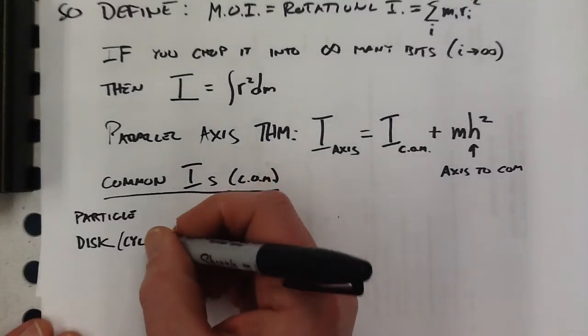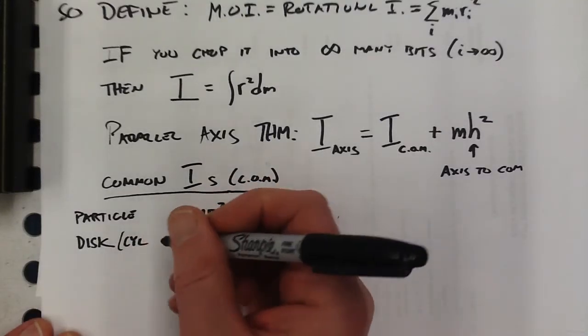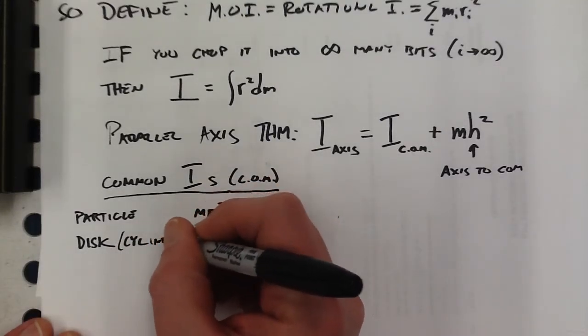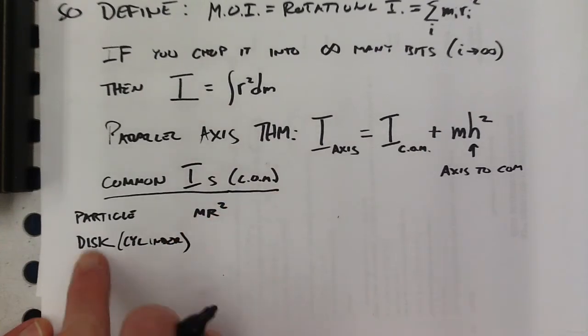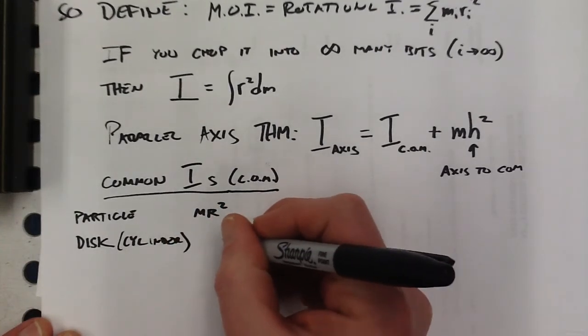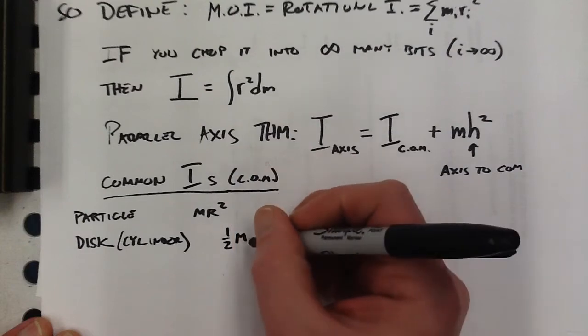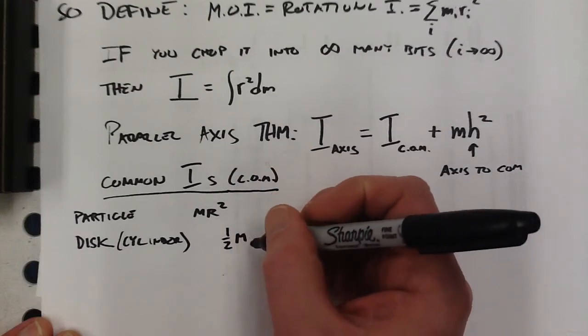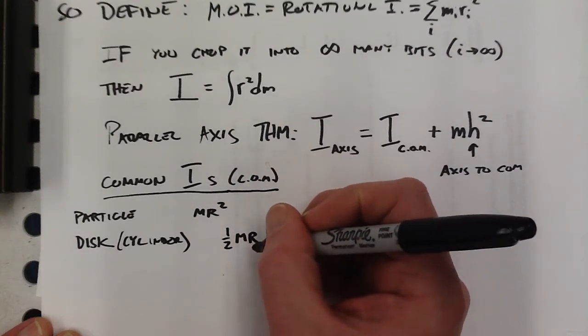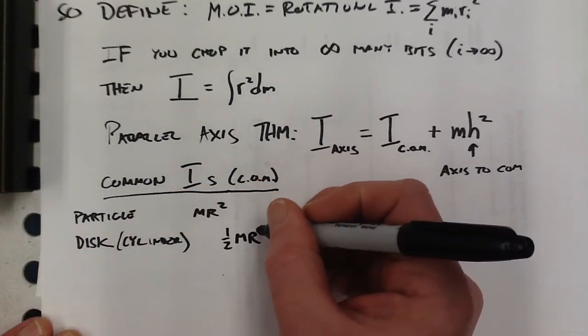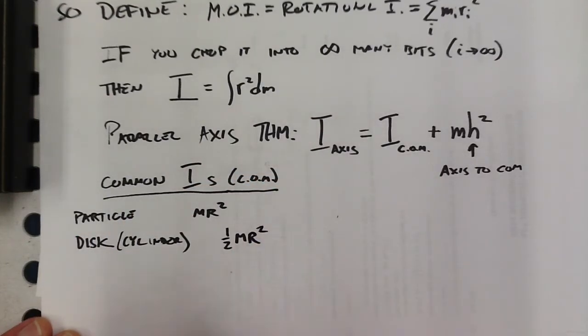So disk, cylinder. Let's see if I can spell cylinder. Cylinder, that's not hard. The disk or cylinder is 1/2 times the mass of the disk, which you could just say M-sub-D for short, 1/2 MR squared. Why is it that?